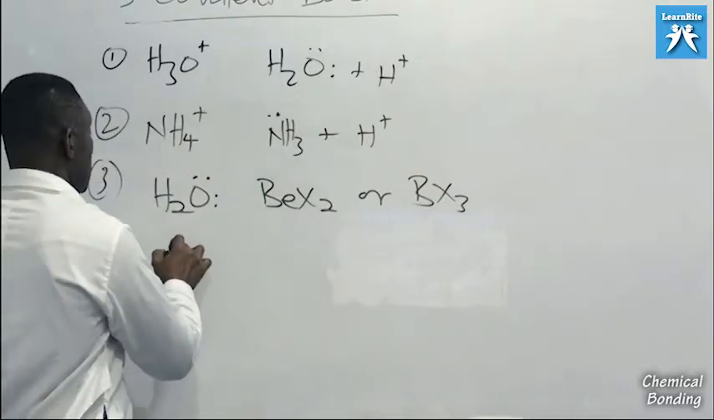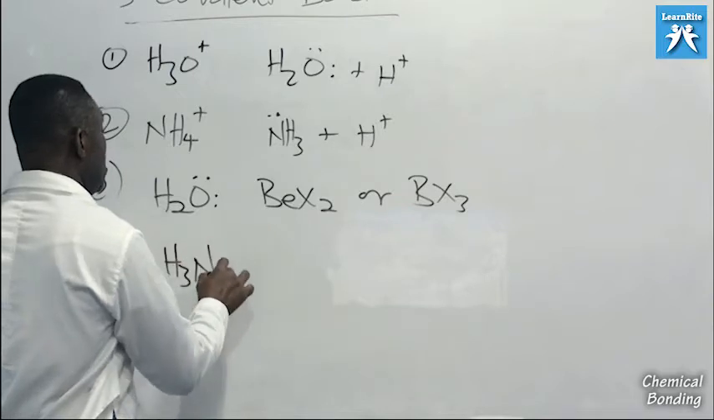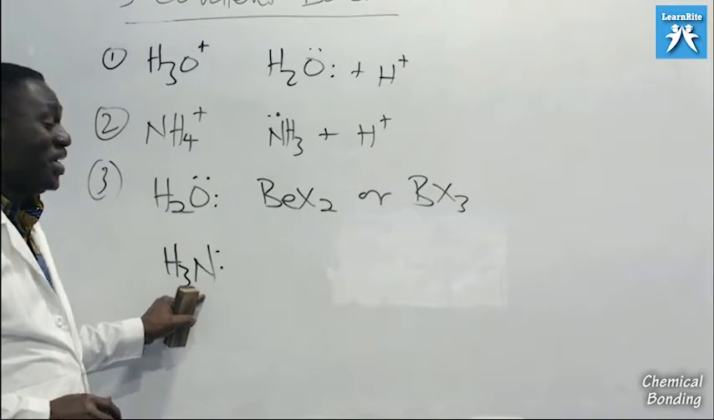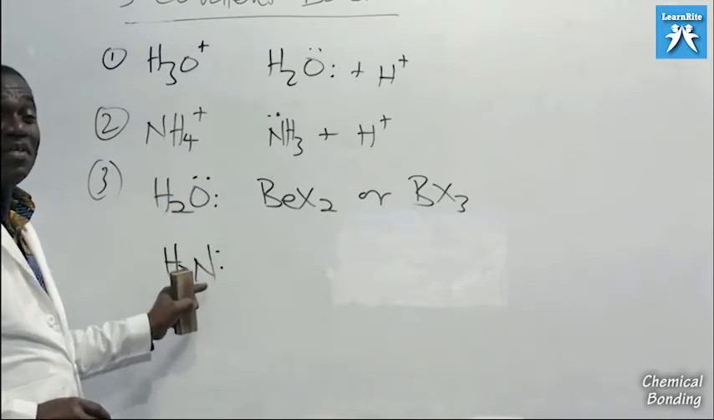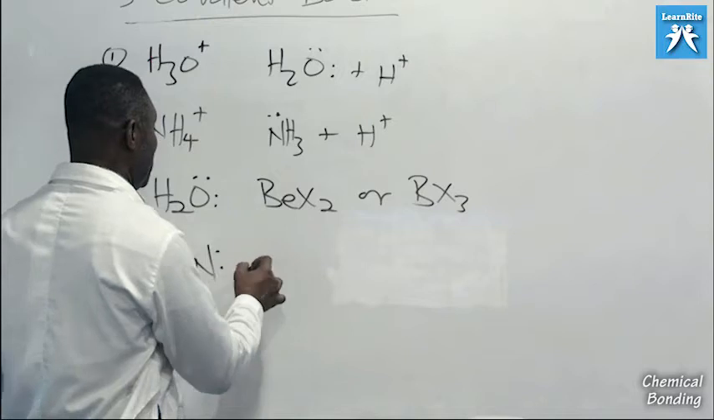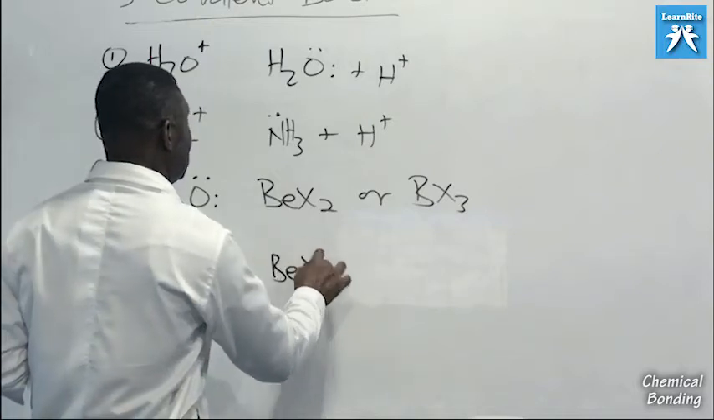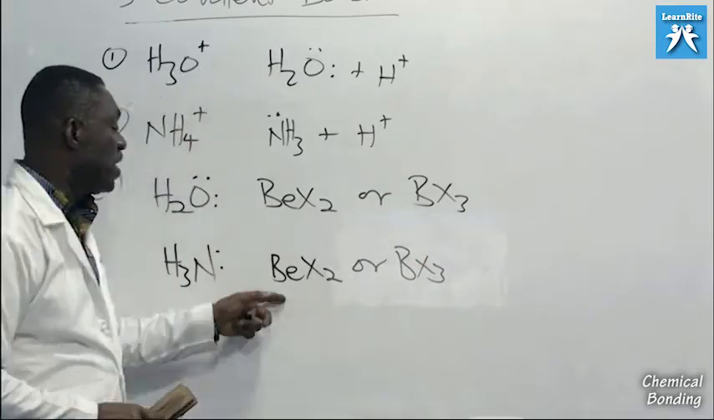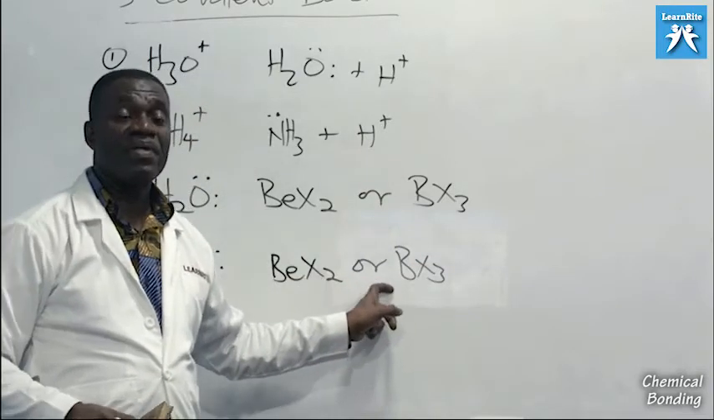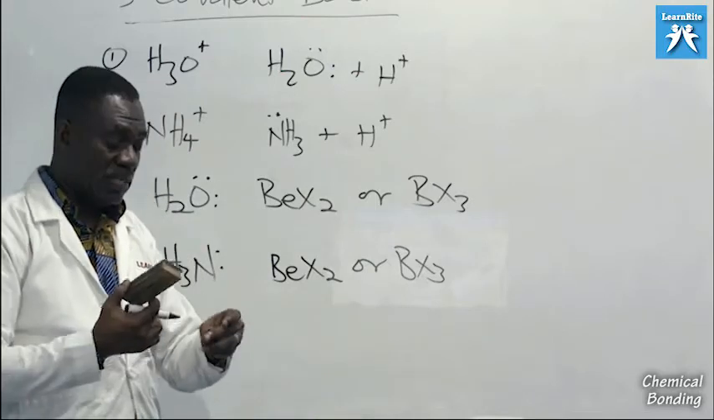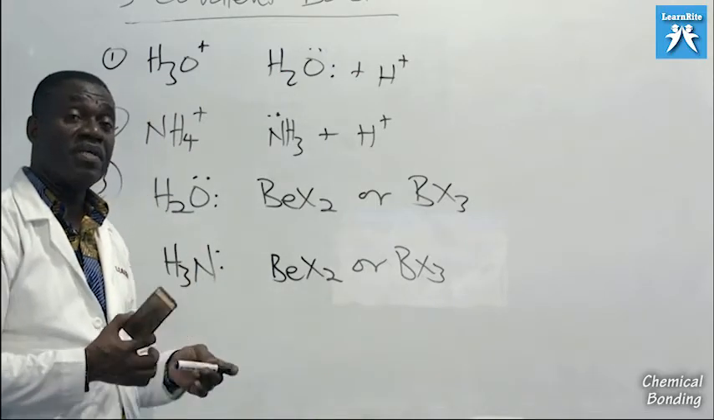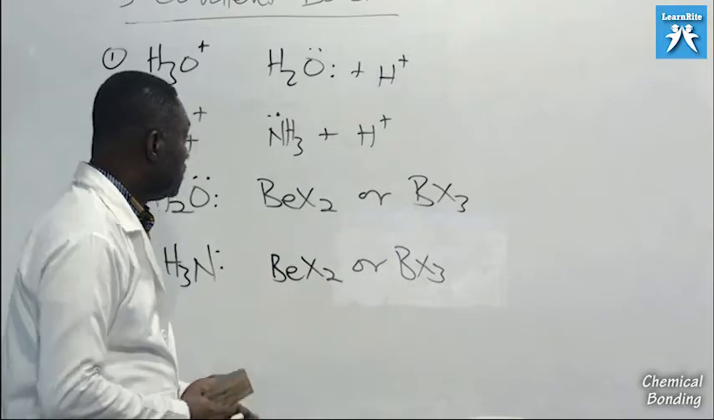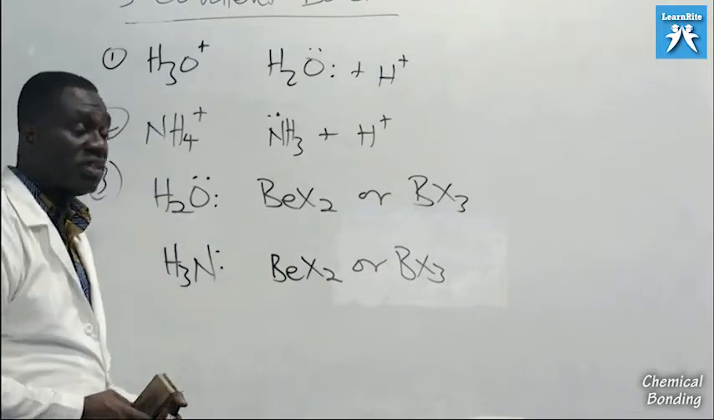Then we have ammonia. When I write ammonia, NH3 or H3N, it's the same thing. I just want to show it here. So this and either this or BX3 compounds, where beryllium and boron are atoms that exhibit covalent bonding but have empty orbitals in the p orbitals of these atoms. So these are examples of dative covalent bonds.